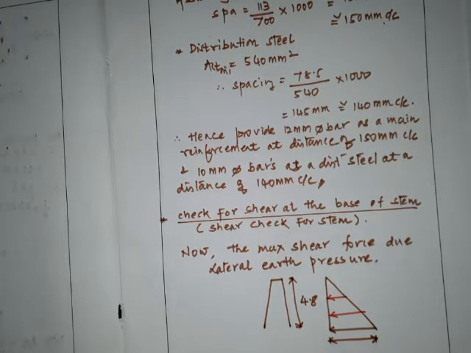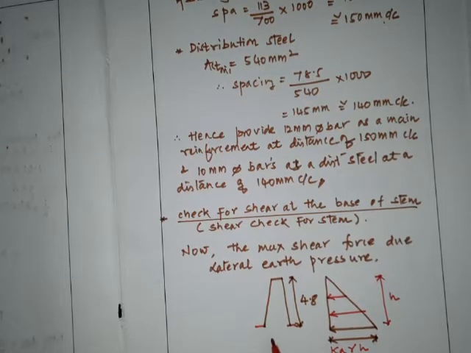Understood? So we get here this as K into gamma into H. So this will be K into gamma into H. Correct? And this is height here, nothing but this is H. So we get the maximum shear at the junction or at the base of the stem. The maximum shear will be at the base of the stem.